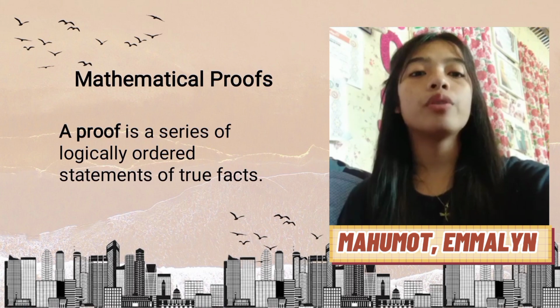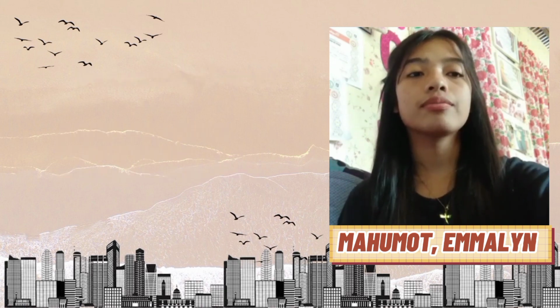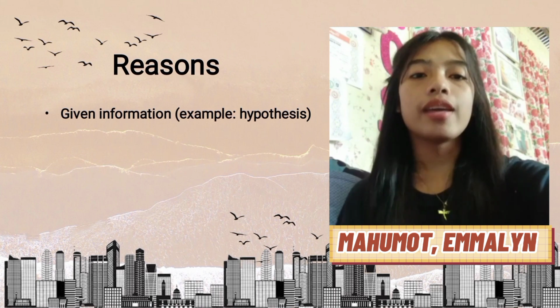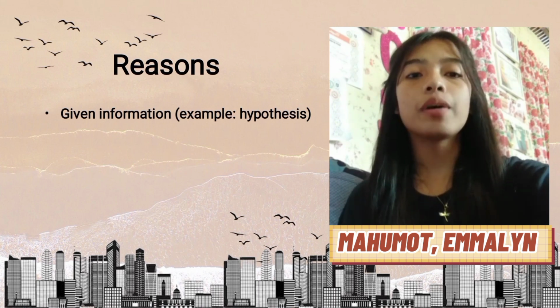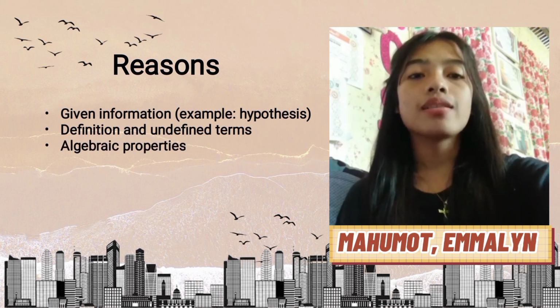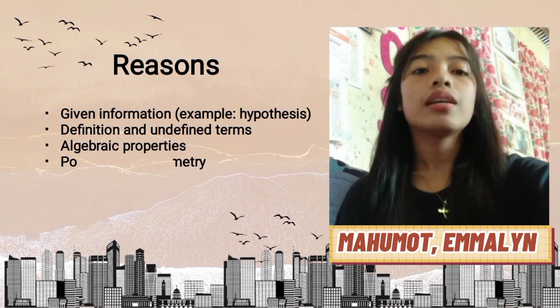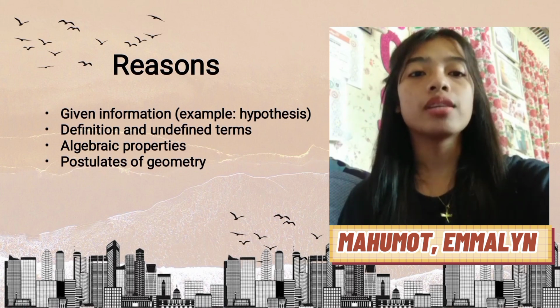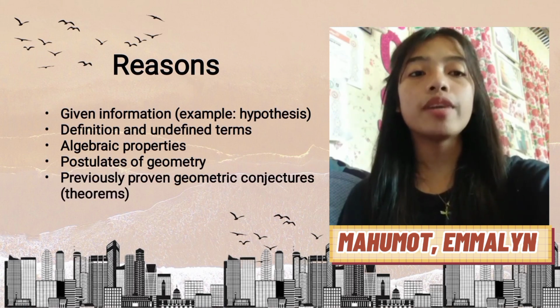Mathematical proofs. A proof is a series of logically ordered statements of true facts. It is a sound mathematical justification that conclusively proves the veracity of a particular claim. To prove this, the following may be used as reasons. A. Given information, example, hypothesis. B. Definition and undefined terms. C. Algebraic properties. D. Postulates of geometry. E. Previously proven geometric conjectures or theorems.